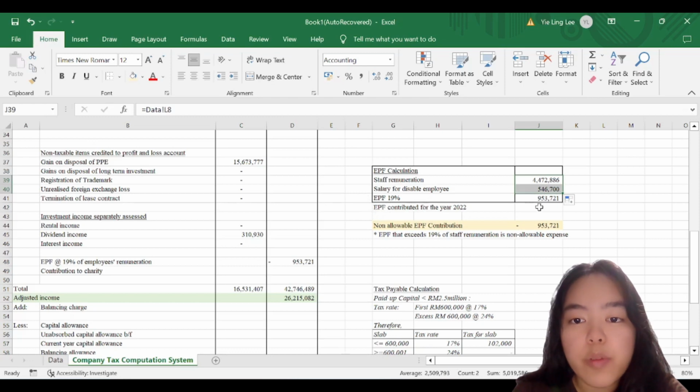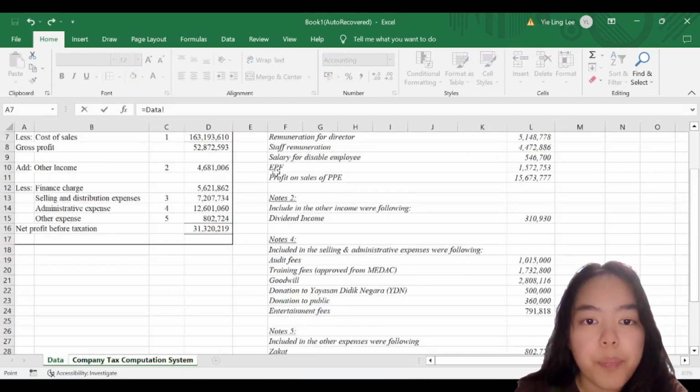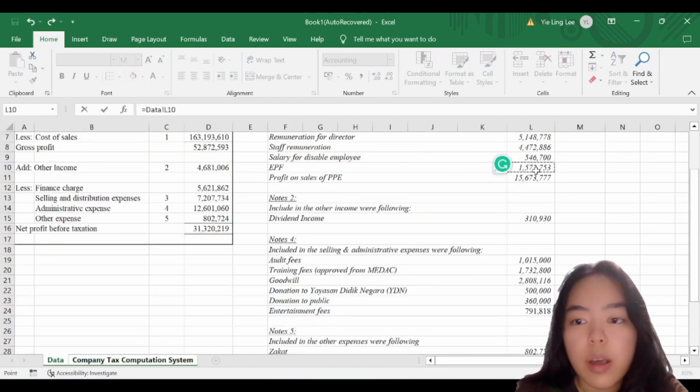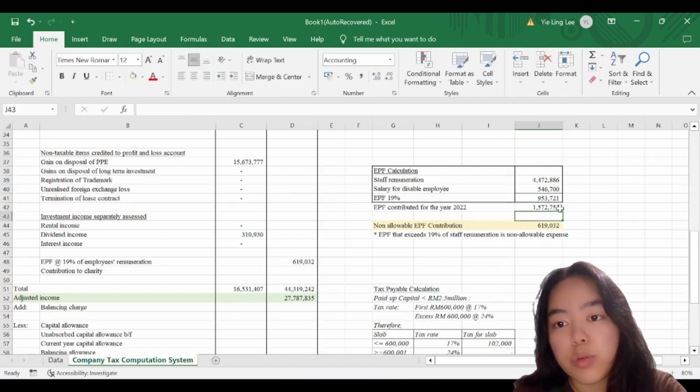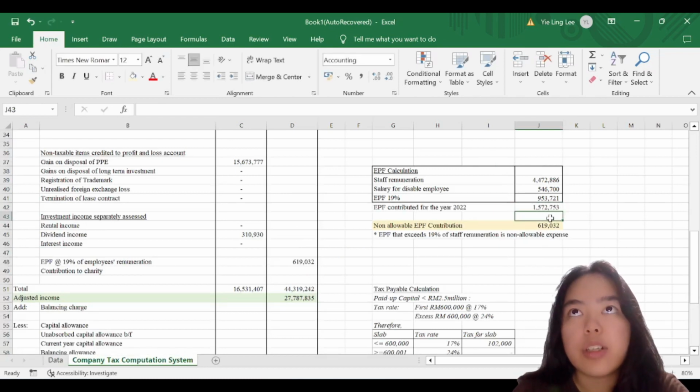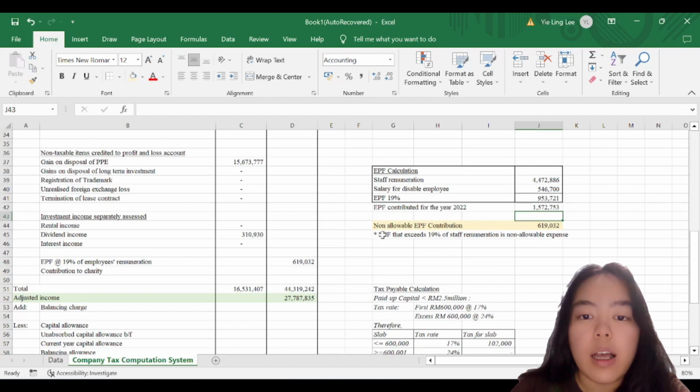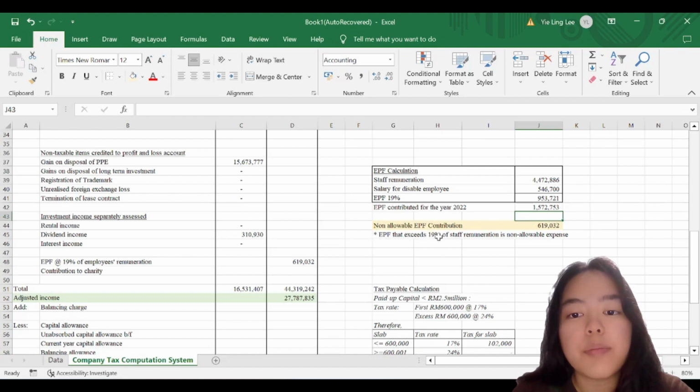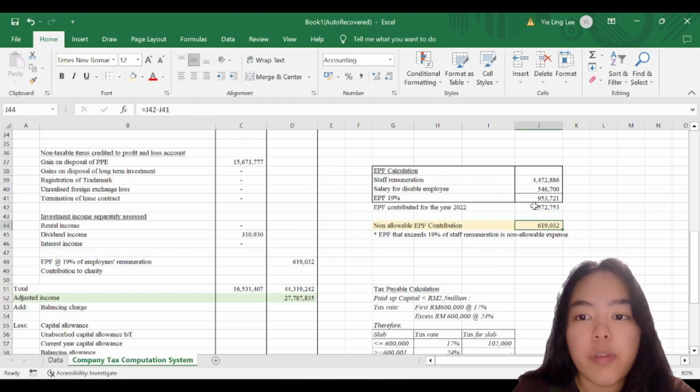And the EPF contribution for the year by the company is actually 1,572,000. Therefore, it has exceeded the 19%. And we can see here, EPF that exceeds 19% of the staff remuneration is not an allowable expense. Here, the system already calculated for us. This is the excess, so it is considered a not allowable expense, and we already linked it to the system here. So we just need to key in all the items here, and it will calculate the not allowable expense for the EPF here.